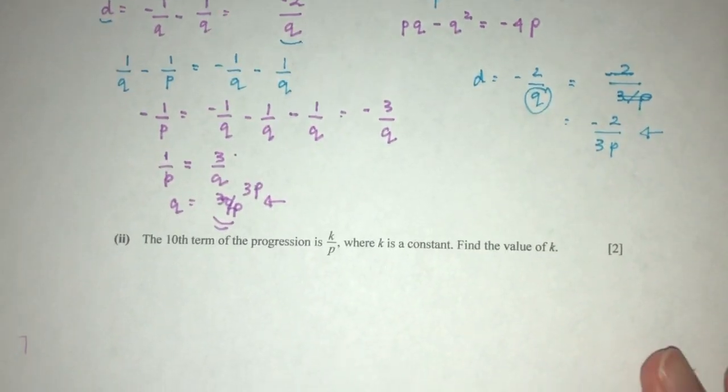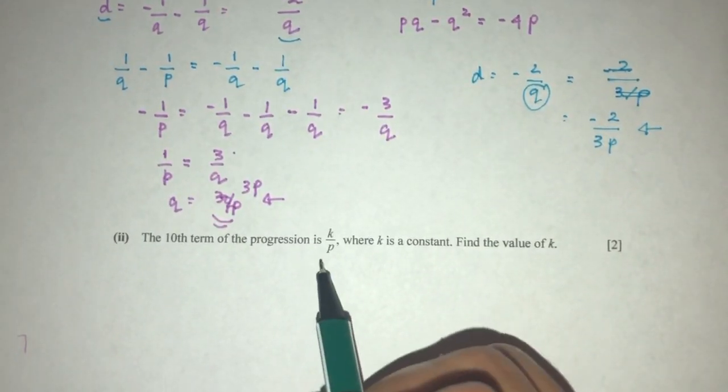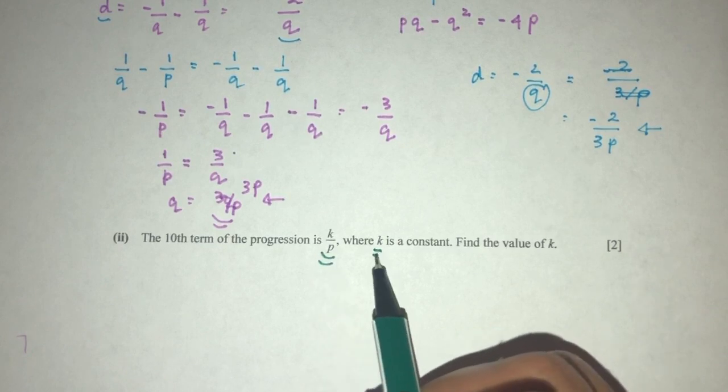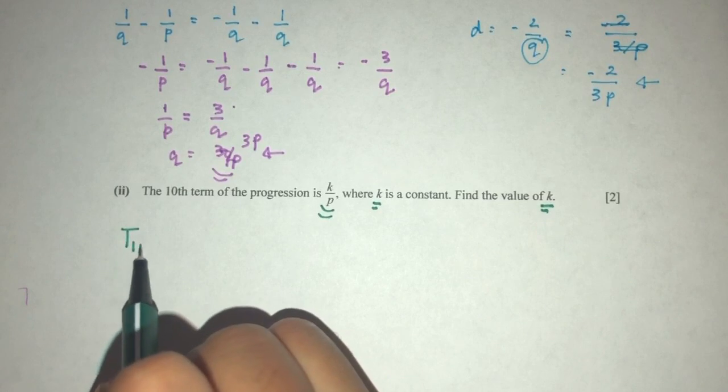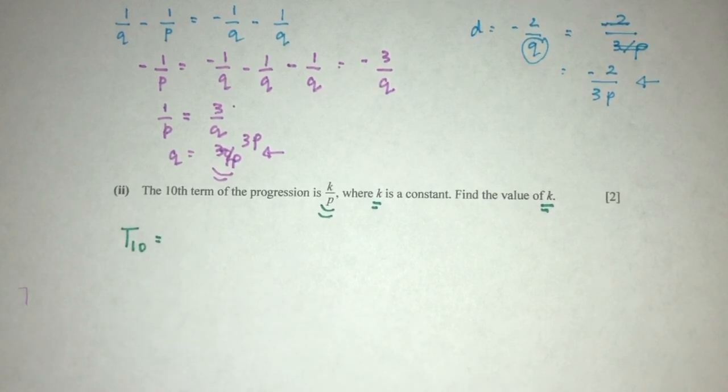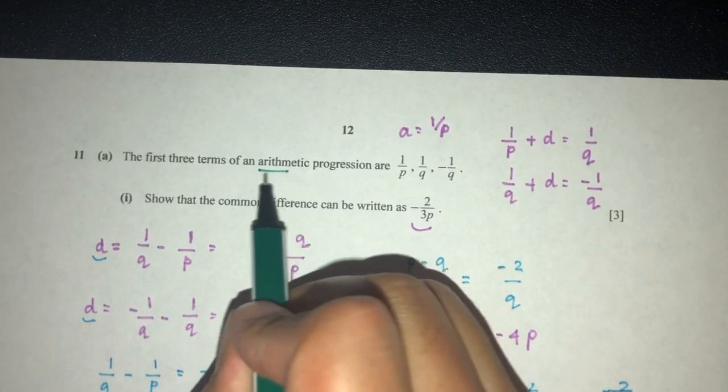Now for part 2. The 10th term of the progression is k over p, where k is a constant. Find the value of k. So we have to find the 10th term. So 10th term is equal to what? So we know it is an AP given to you by the question.